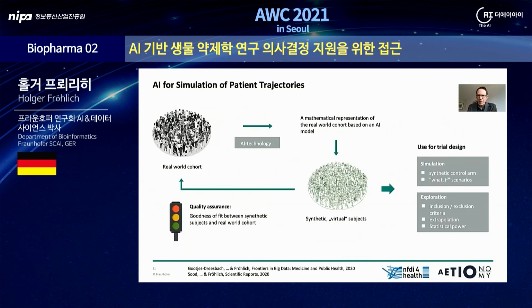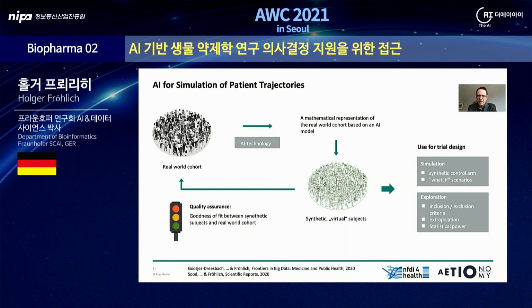The third step in our AI strategy for bringing the right drug to the right patients is the simulation of patient trajectories. Once again, this work has started as part of the private-public partnership project Etonomy, and in the meantime, it is also part of the German National Infrastructure for Health Data, NFDI for Health, abbreviated. The idea is to learn a generative AI model based on data from a real-world longitudinal cohort study. For this purpose, we have developed dedicated AI methods.